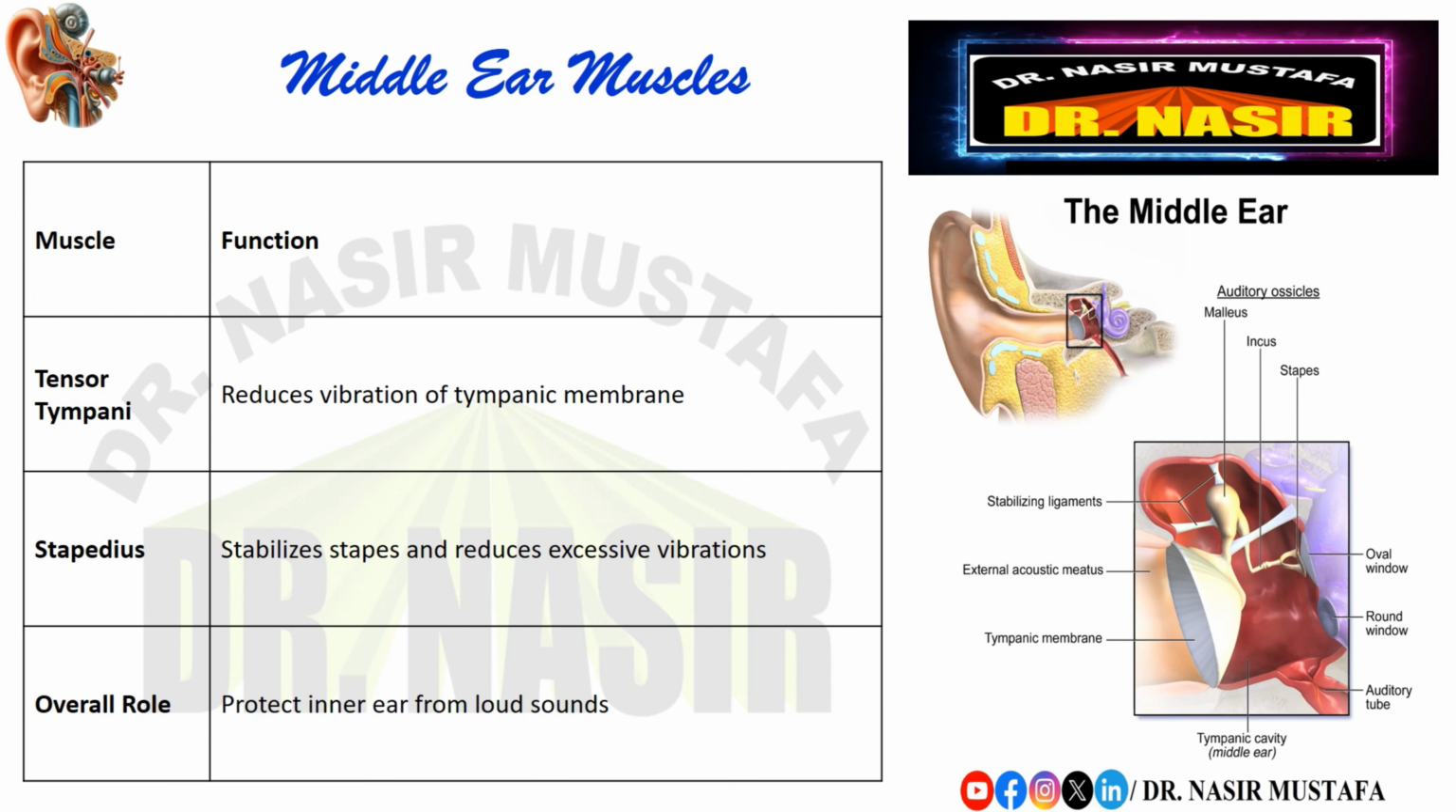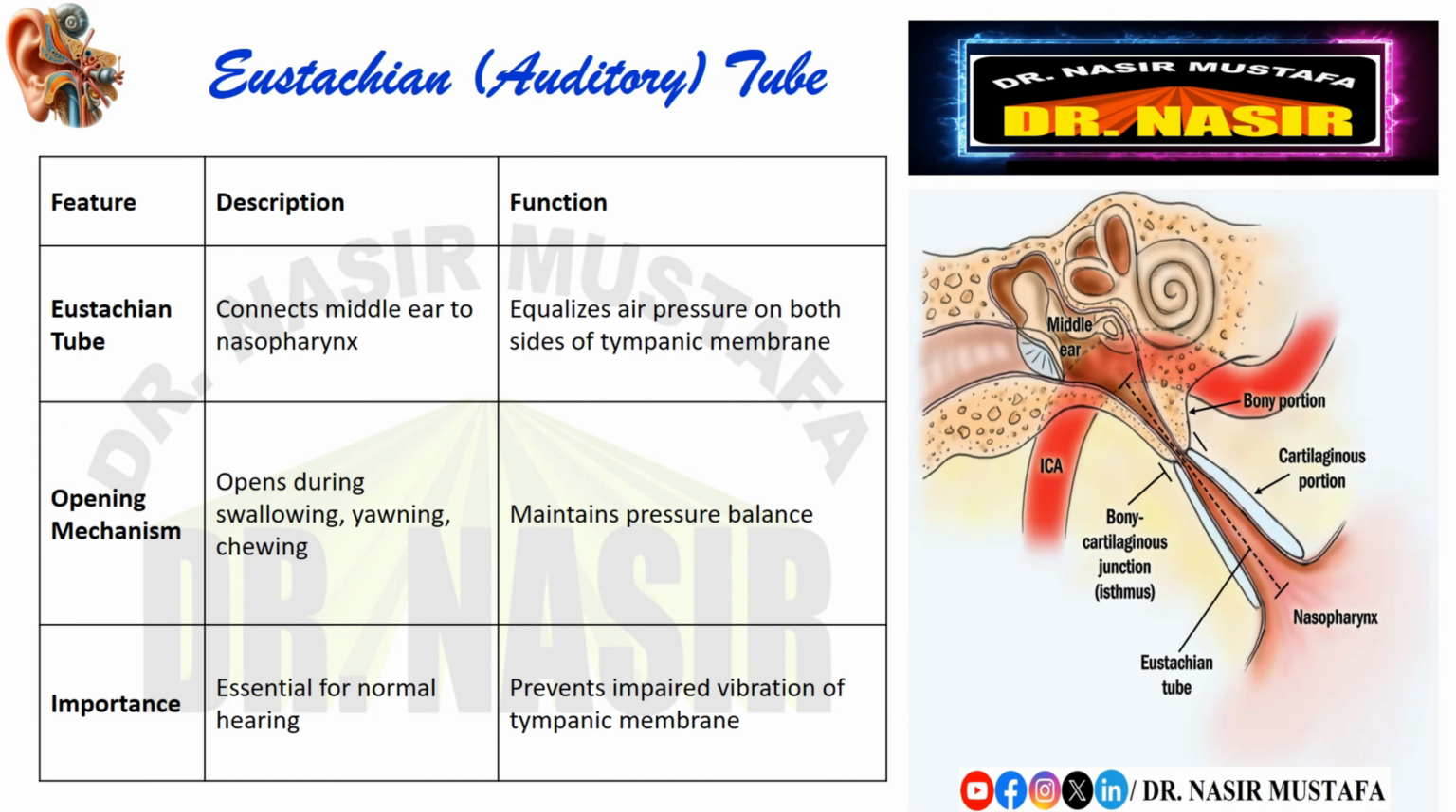These muscles help reduce excessive vibrations and protect the inner ear from damage caused by loud sounds. Another important structure of the middle ear is the eustachian tube, also known as the auditory tube. This tube connects the middle ear to the nasopharynx. It helps equalize air pressure on both sides of the tympanic membrane. The eustachian tube normally remains closed but opens during swallowing, yawning, and chewing.